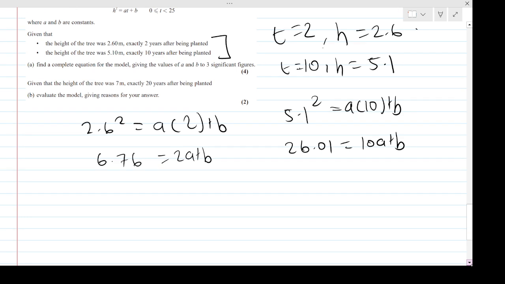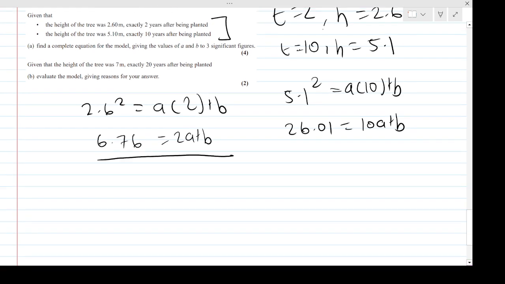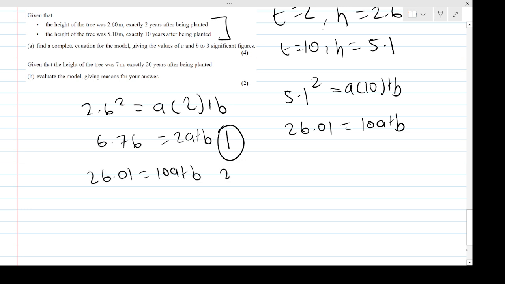But notice what we got here. These are simultaneous equations, because we have two equations with two unknowns together. A and b are in the two equations, so we have two variables, two missing values, which are a and b. That means we can solve them simultaneously using substitution or elimination, which we did in the previous example. So if I were to restate this, this is equation 1, then I'm going to have 26.01 equals 10a plus b. I'll rewrite it downward like this, next to each other. I think it makes it easier to see what I need to do. Okay, equation 1 and 2.